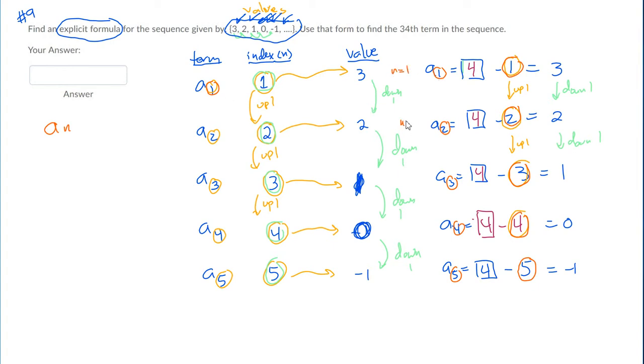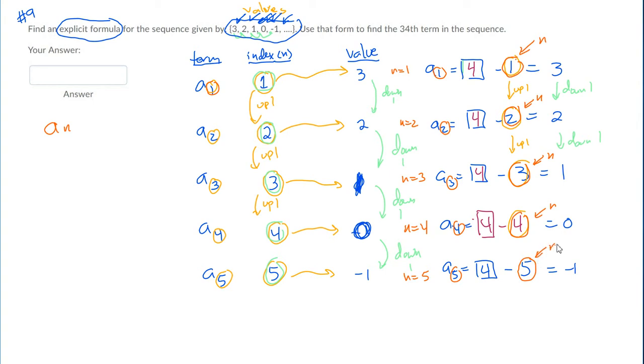When n is 2, we have a2. When n is 3, we have a3. When n is 4, we have a4. When n is 5, we have a5. Okay, so what's changing is these n numbers. These are n numbers. That's my n. My n keeps changing.